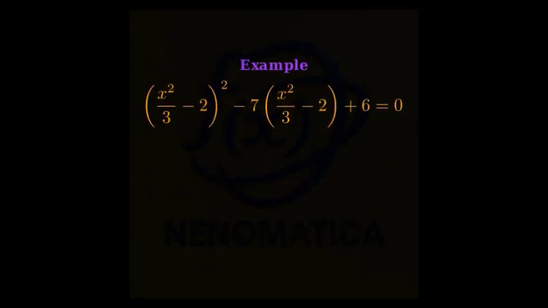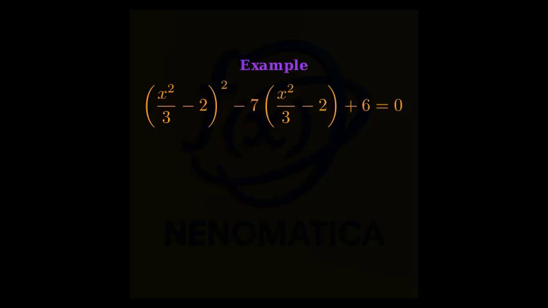In this example, we'll solve a quadratic equation in disguise using a helper variable substitution. We'll follow a simple, visual, step-by-step approach. Here is the problem. First, we'll show the word example, then the equation. Notice the repeating part x squared over 3 minus 2. We'll leverage that to simplify.